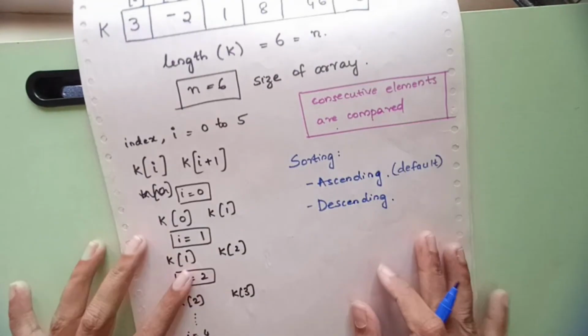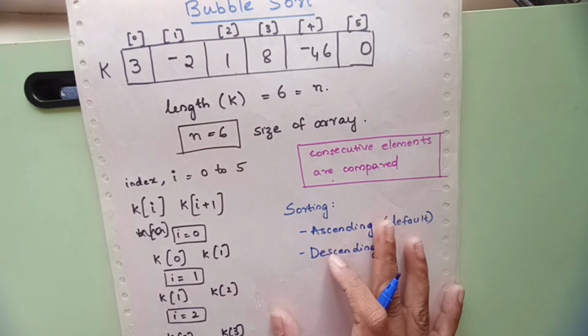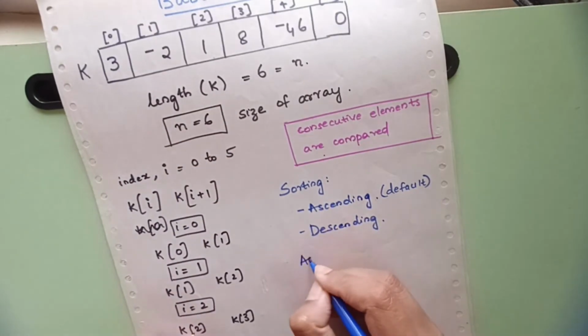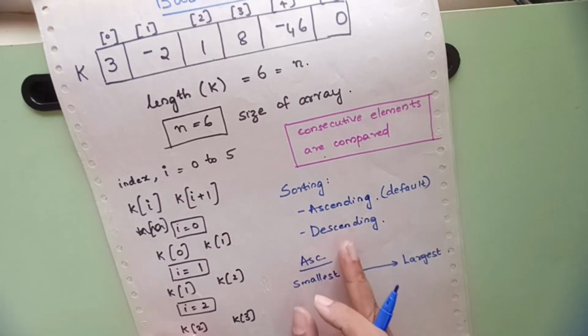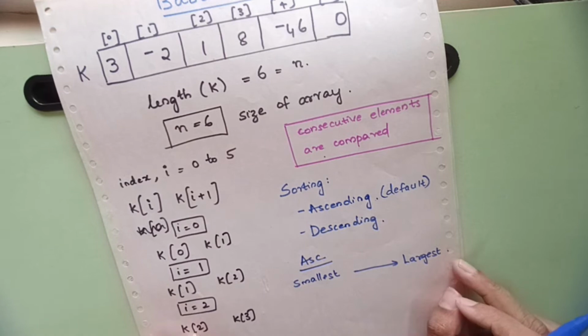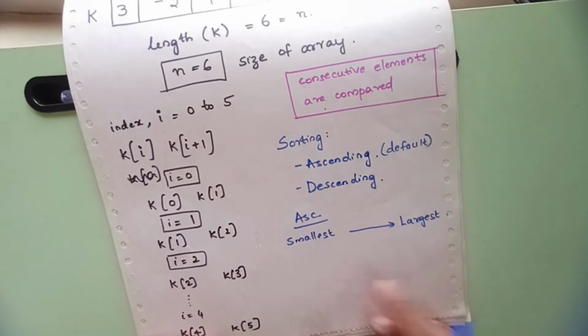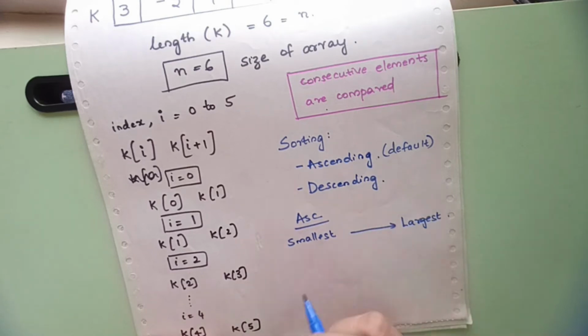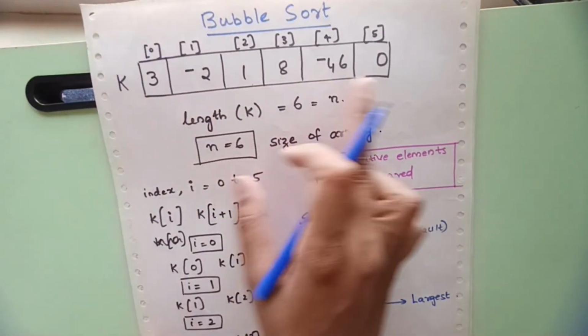So let's try it manually without any algorithm, without any sorting techniques. Let's try it manually. So ascending order means, in ascending order, smallest element comes first and largest element will come in the last position. Whereas in descending order, it is just the opposite. So now we are going to arrange these elements in ascending order.